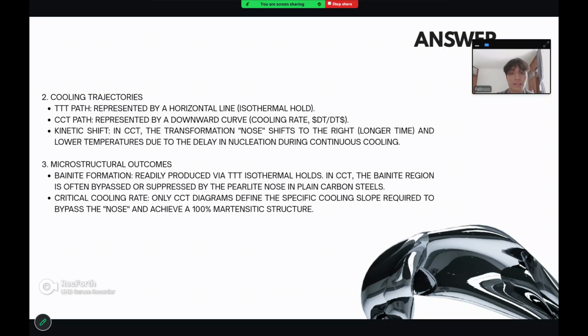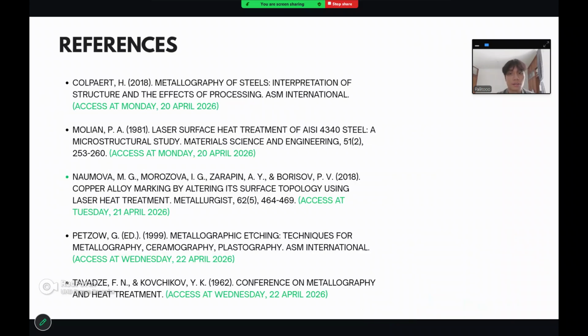The third one is the microstructural outcomes. Bainite formation is readily produced via TTT isothermal holds, while in CCT, the bainite region is often bypassed or suppressed by the perlite nose in plain carbon steels. And the last one is the critical cooling rate. Only CCT diagrams define the specific cooling slope that is required to bypass the nose and achieve a 100% martensitic structure. So that is my answer for the HST.